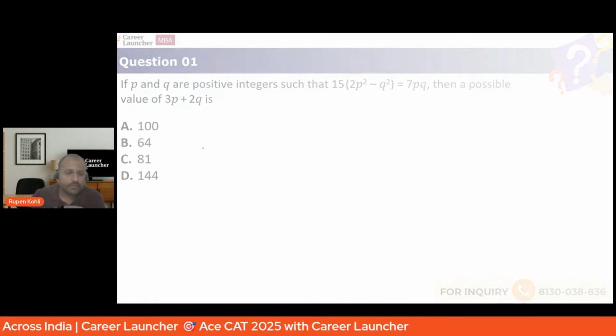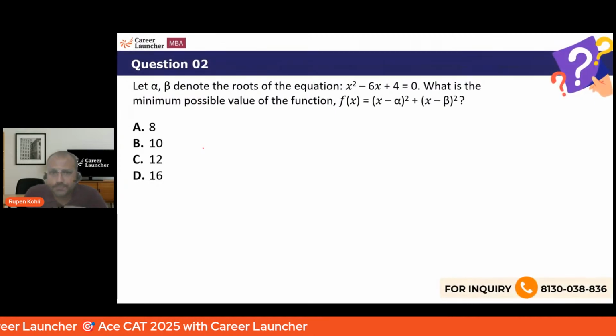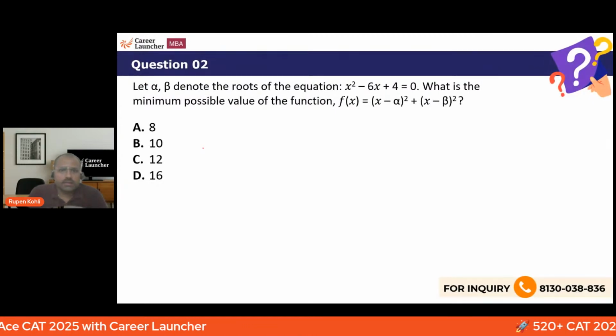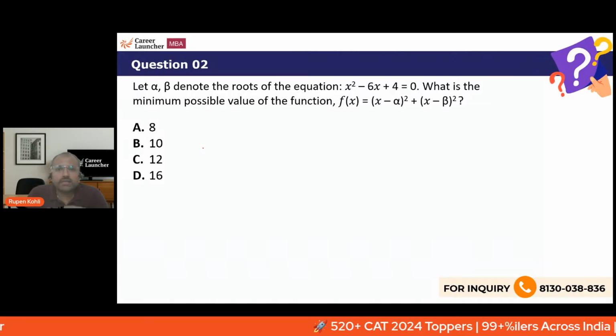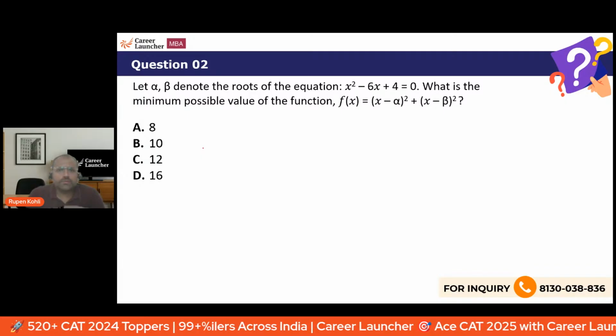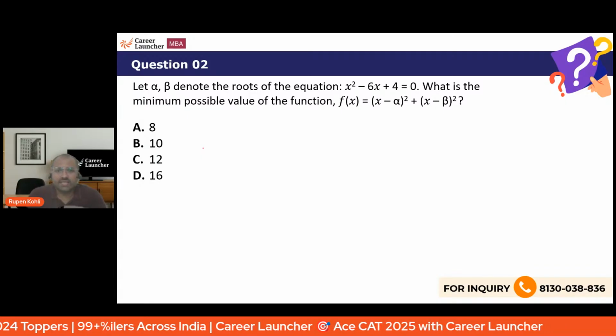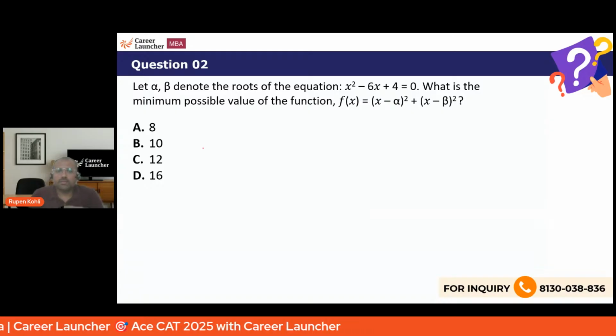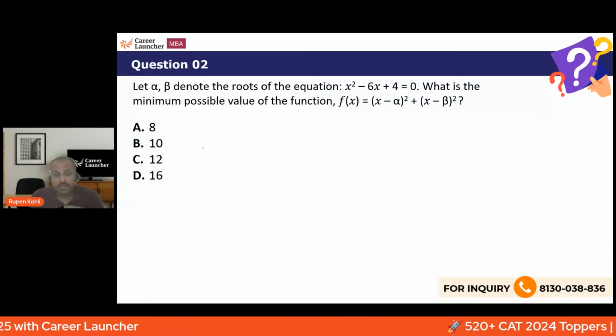Okay, so that was this one. Now, coming to the next one, it's a core question on quadratics. Let alpha, beta denote the roots of the equation x squared minus 6x plus 4 equals 0. What is the minimum possible value of the function f(x) = (x minus alpha) whole squared plus (x minus beta) whole squared?